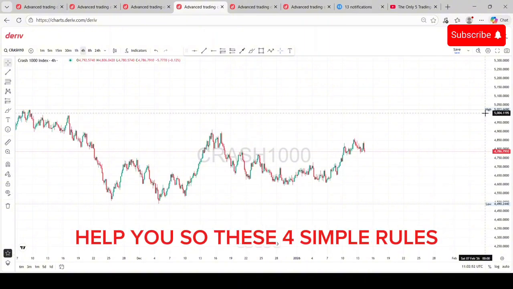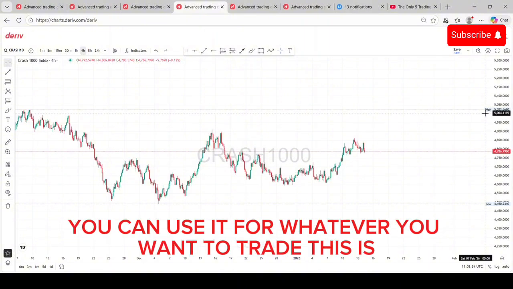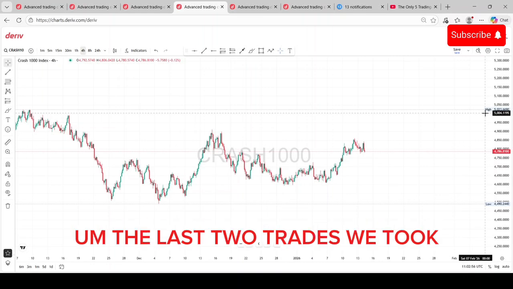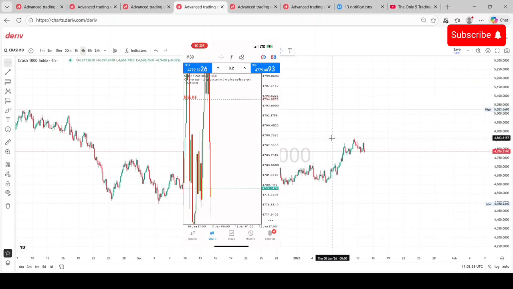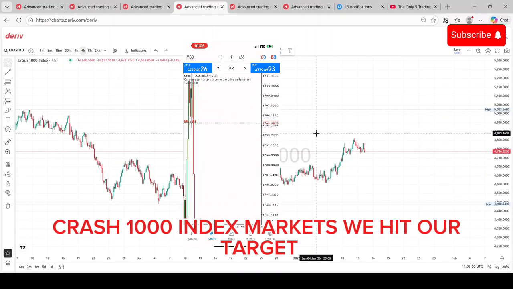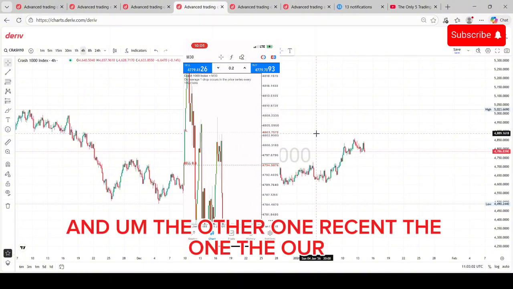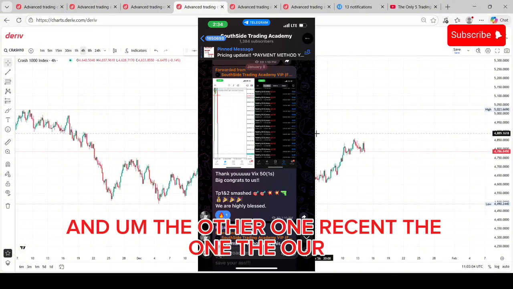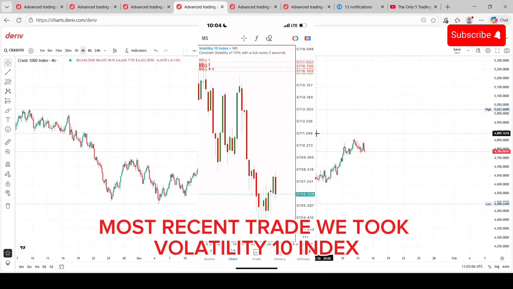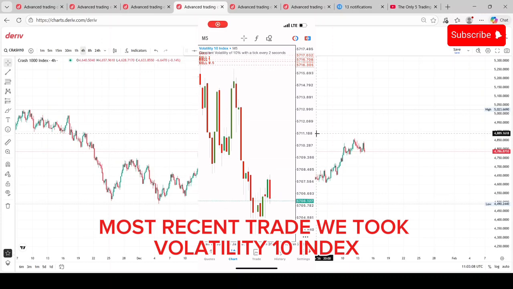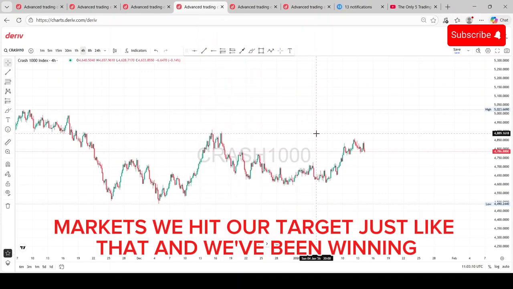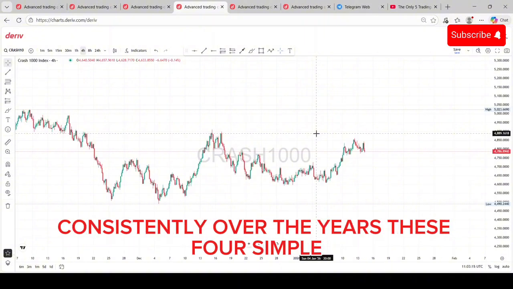So these 4 simple rules, you can use them for whatever you want to trade. These are the last 2 trades we took. The Crash 1000 Index market, we hit our target, and the other one, the most recent trade we took, Volatility 10 Index market, we hit our target just like that, and we've been winning consistently over the years.